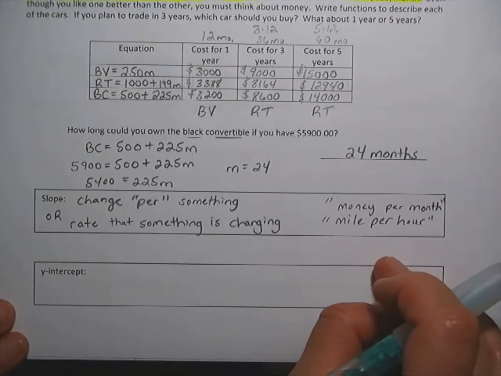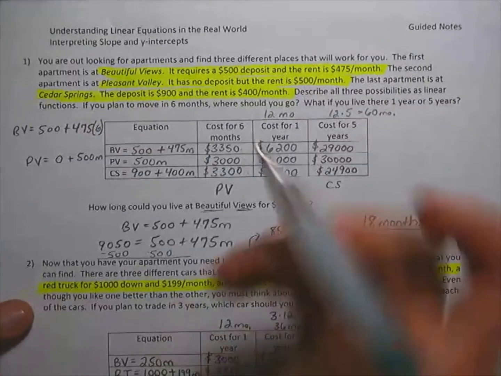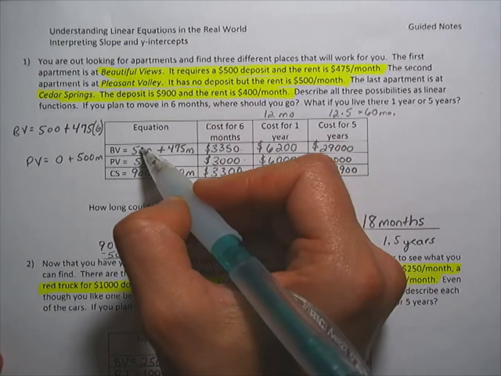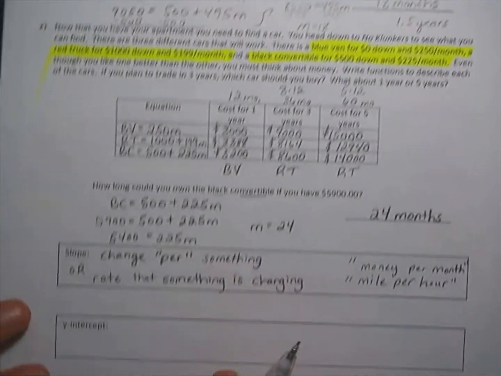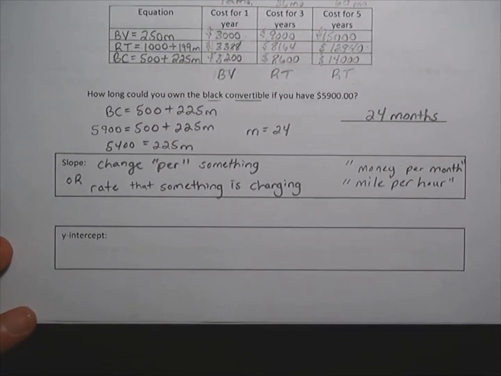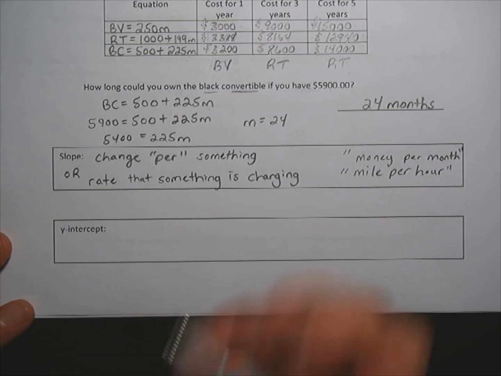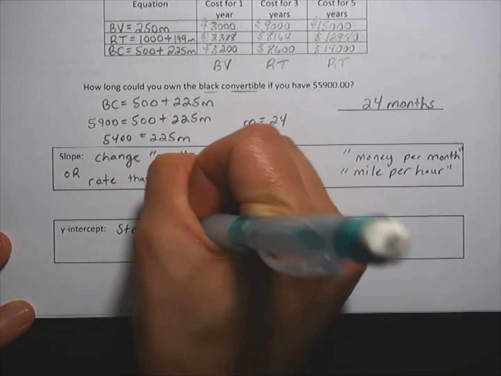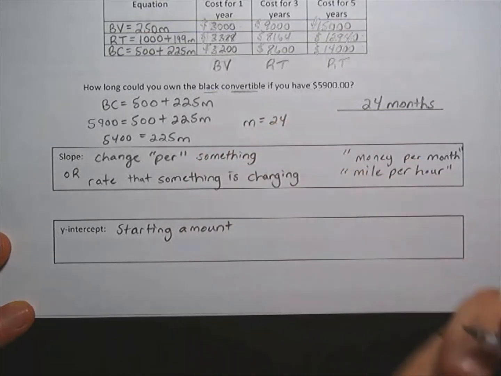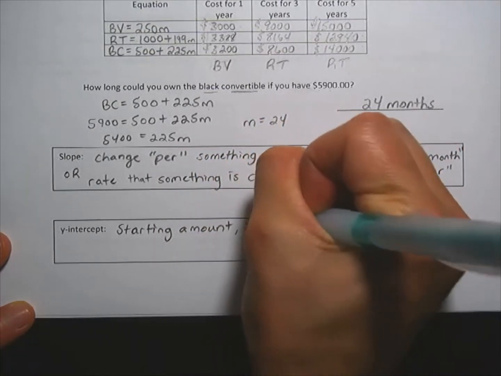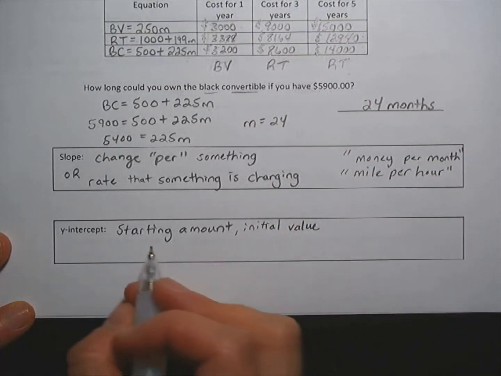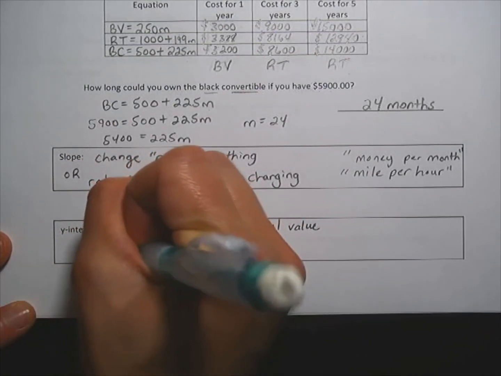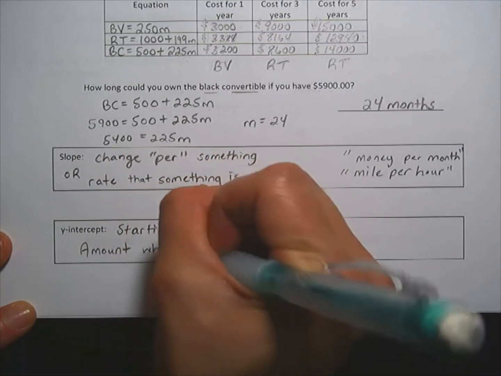So the y-intercept in these problems, remember I had talked about the deposit in this problem up here was what you do initially, and that is your y-intercept. So whatever it is that you do initially and then you don't really have to do over and over in these problems, that is your y-intercept. So the y-intercept in real world problems is your starting amount, or you might also hear it's your initial value. So starting amount or initial value. And in a graph sense, it's also the amount that you have when x is 0.